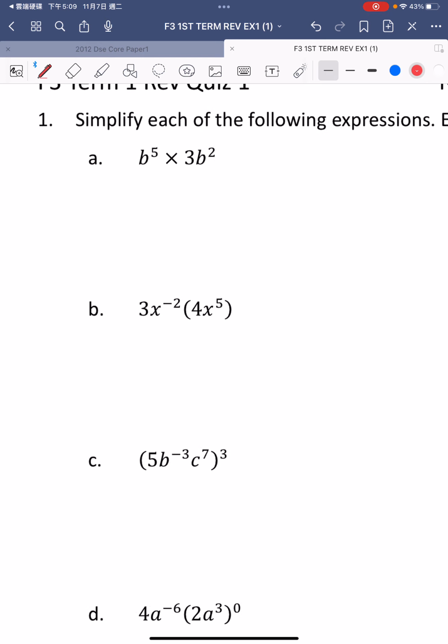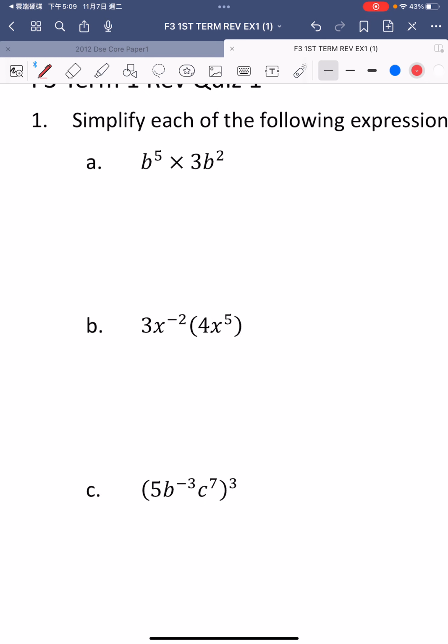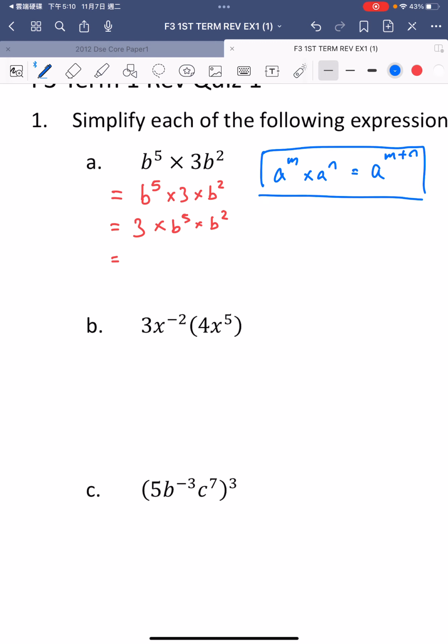For the first question, we have b to the power of 5 times 3b squared. First of all, we can separate it into b to the power of 5 times 3 times b squared, so we move the 3 to the front, then we have b to the power of 5 times b squared. Then we can use our formula: a to the power of m times a to the power of n is equal to a to the power of m plus n. That's the formula you should remember. Then we have 3 times b to the power of 5 plus 2, so this is equal to 3b to the power of 7.